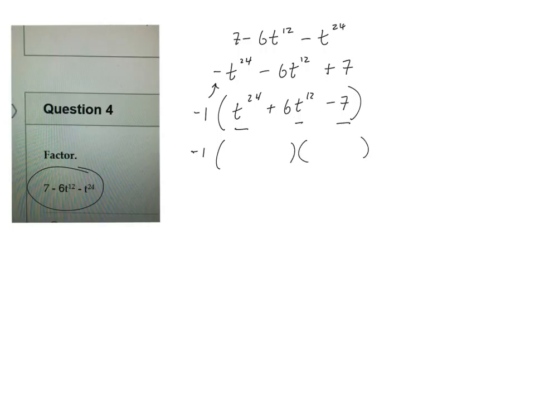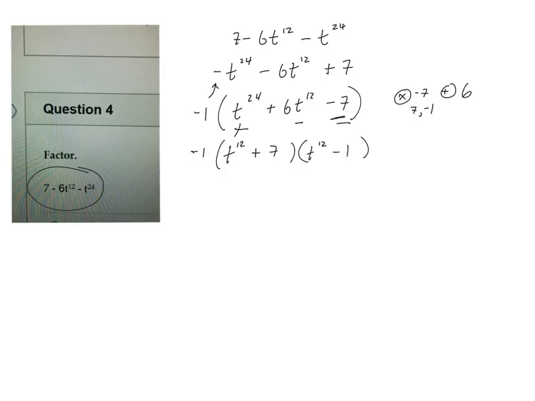So I take t to the 24th and I split it in half, so it'd be t^12, t^12. And then I find two numbers that multiply to a negative 7 and add to a positive 6. I think that would be 7 and a negative 1. So it would be a positive 7 and a negative 1.